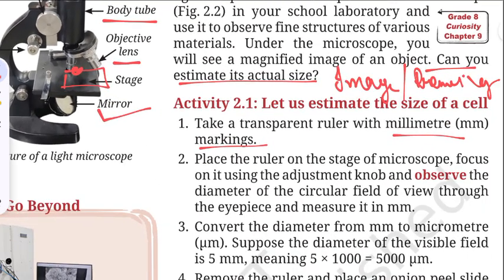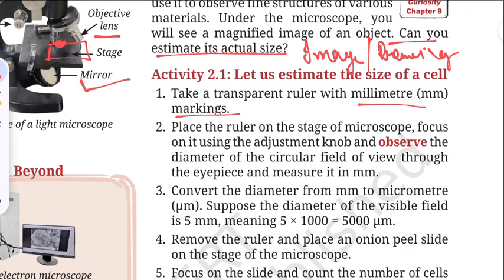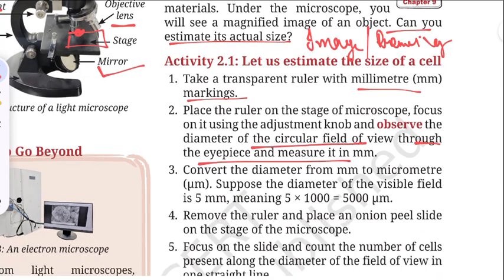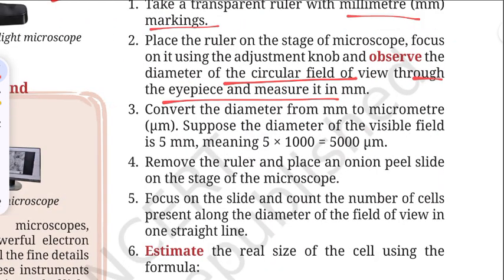Fine. And observe the diameter of the circular field. Diameter, you know, a chord passing like this. Fine. This is the diameter. Through the eyepiece and measure it in millimeter. Fine. Observe the diameter of the circular field of view. Circular field, whatever it is coming, that. And now convert the diameter from millimeter to micrometer. This is the unit of micrometer.